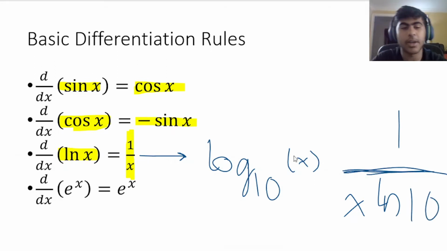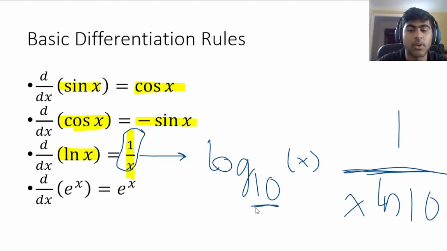Now you can see that if your base is e, the natural logarithm, you're going to take the natural logarithm of e, which is 1. So it simplifies to just 1 over x. But if you take it for different bases, it's going to be 1 over x, and the denominator is also going to be the natural log of the base.